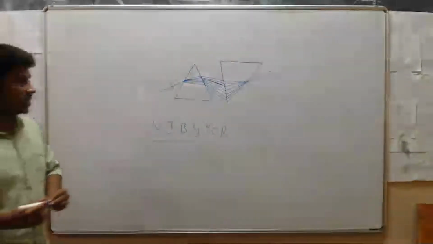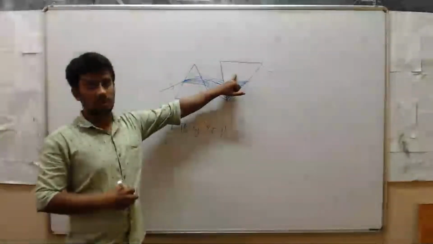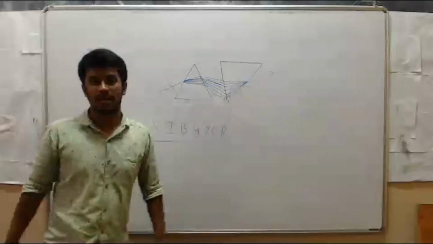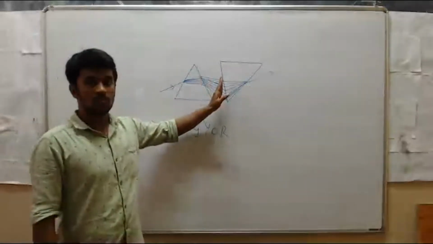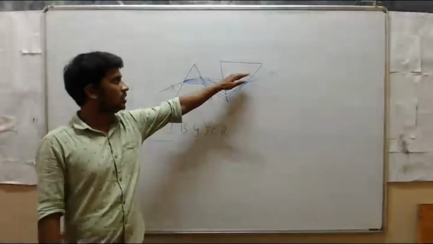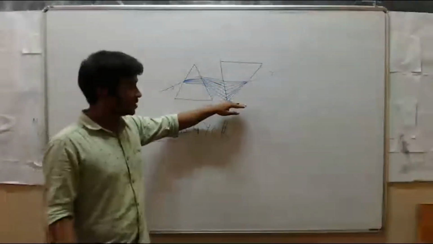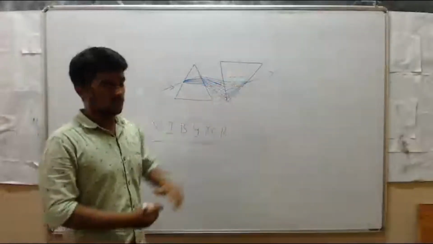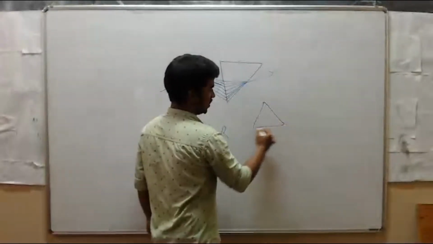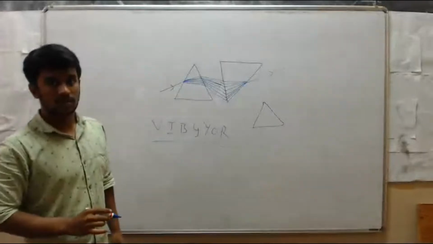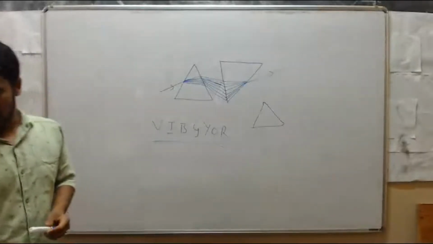So clear? When you keep one more prism here, what will happen? Once again we will get white light. All these several colors, when they pass through this prism, we will get white color once again. So you have to keep it in this position only. Suppose if you keep it like this, then you won't get that.